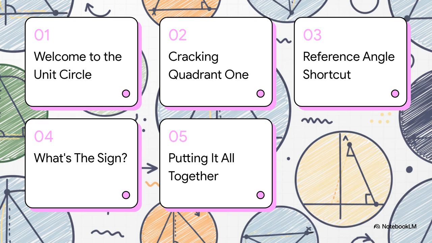So here's our game plan. First, we're going to properly meet the unit circle and get its main idea. Then, we'll crack the code for the first quadrant using a really neat trick. After that, we'll unlock the rest of the circle with a shortcut, figure out the whole positive-negative sign thing, and then finally, we'll bring it all home to solve that original problem.